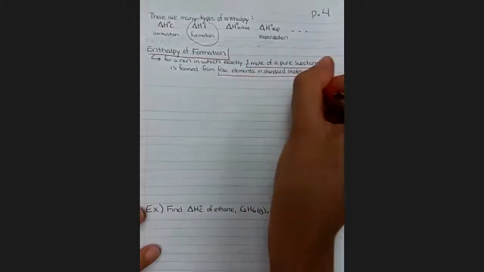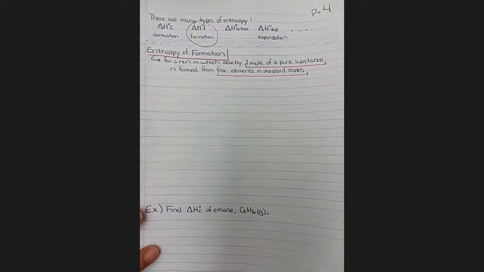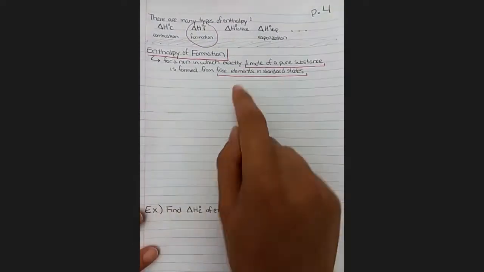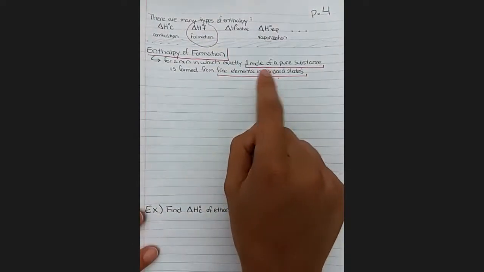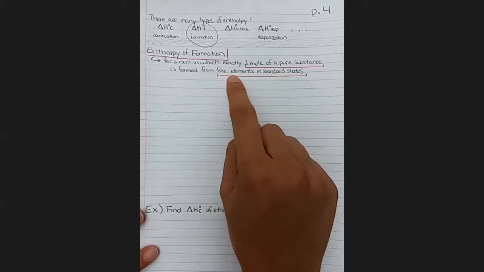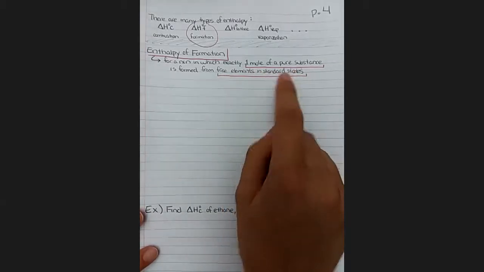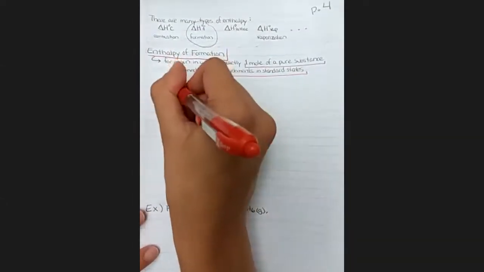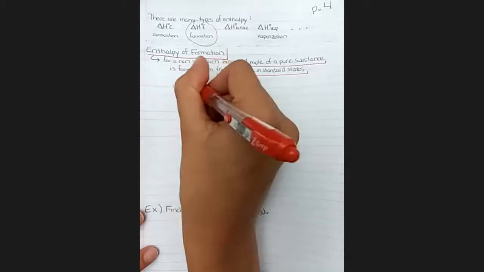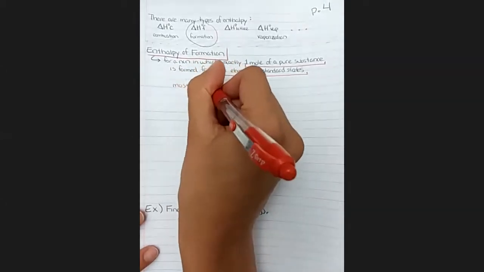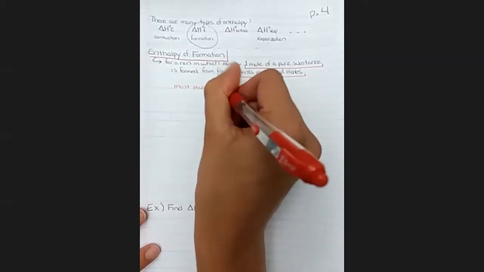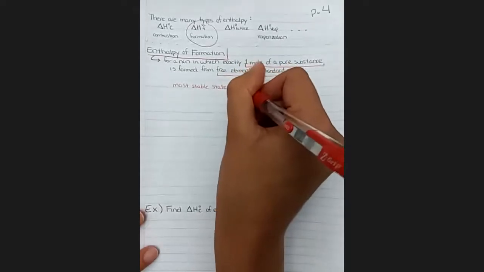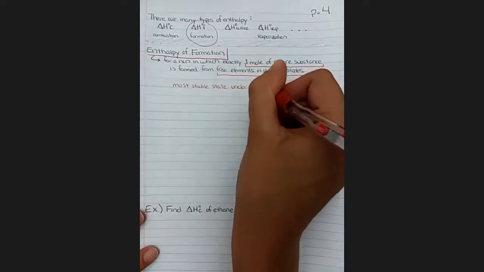Here's the other interesting part. Free elements in standard states. So that means for a formation reaction, all of the reactants need to be single element compounds, and they need to be in their standard state. So what is a standard state, you say? It is going to be the most stable state under standard conditions, STP.